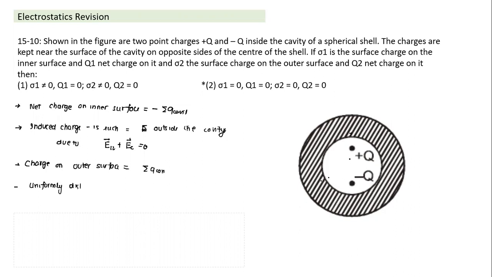So if I move the charge within the cavity here and there, the distribution of charge on the inner surface will change. But anywhere outside the inner surface of the cavity, the field will remain zero, and the charge distribution on the outer surface also remains unchanged. So the charge in the cavity affects the distribution inside. But what will happen if I bring a charge outside here? The charge outside affects the charge distribution on the outer surface.